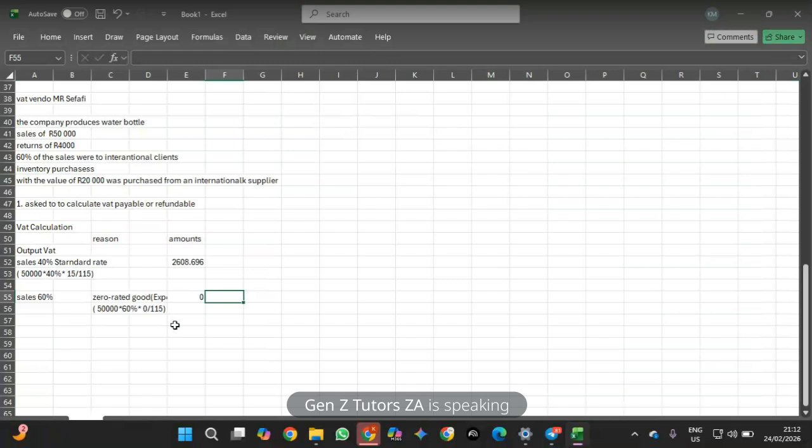It is the responsibility of the VAT vendor to let SARS know how much they owe and how much they need to pay. It is your responsibility as a VAT vendor.